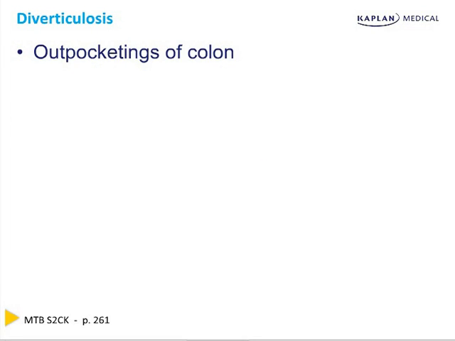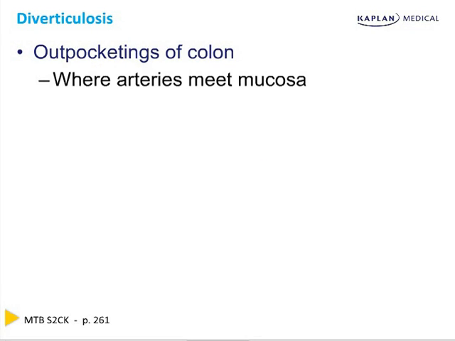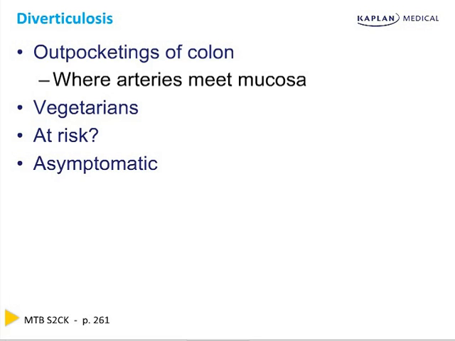Diverticulosis is an outpocketing of the colon that's very common in 65 to 70-year-old people. It's where the artery meets the mucosa. Those are weak points. The colon then begins to outpocket in those little areas. Vegetarians rarely develop diverticulosis. Patients who are at risk are those who eat a meat and potato diet. Remember, it's really an asymptomatic disease until you have a bleed or you develop infection, such as diverticulitis, which presents with abdominal pain, sometimes even bleeding, and if it's very complicated, abscess formation.